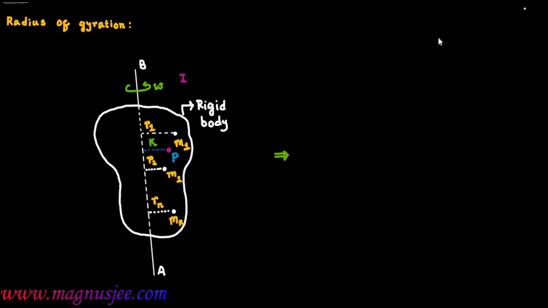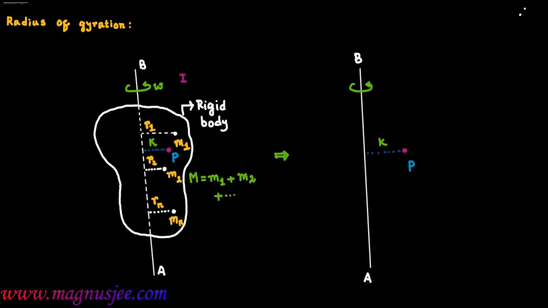Now the entire mass, that is the whole mass of the rigid body, is to be concentrated at the point P. AB is the axis of rotation, and the total mass of the rigid body, that is capital M, is concentrated at the point P which is at a perpendicular distance K. Here the total mass of the rigid body M is M1 plus M2 plus dot dot dot plus Mn.